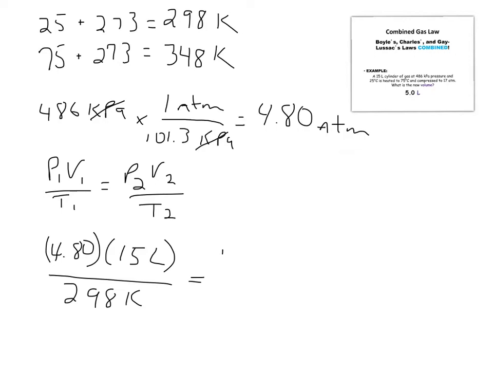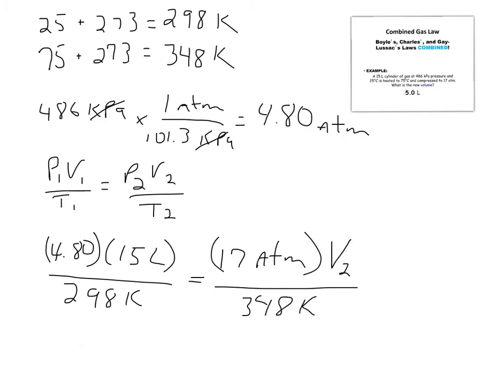And I change it to 17 atmospheres of pressure. I don't know the new volume, but the new temperature is 348 Kelvin. So you actually have to solve this problem for the new volume. And when you actually do that with correct sig figs, you get 5.0 liters for your answer.